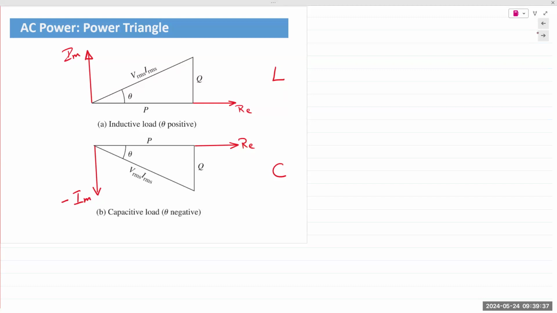So you have P, and this can be signified as PL, QL, and PC and QC. This can be theta L and theta C. It's a right angle triangle, similar to the impedance triangle and the phasors. You can treat it as any other vector. You can use trigonometric identities to determine the relationship between the four quantities.